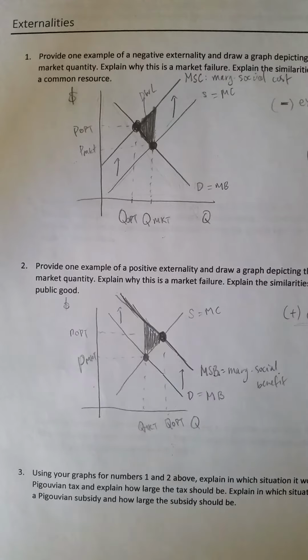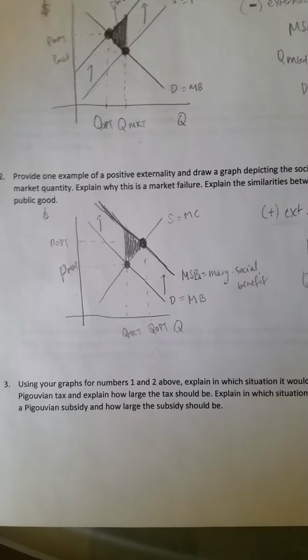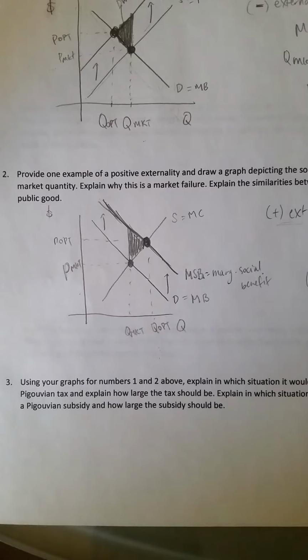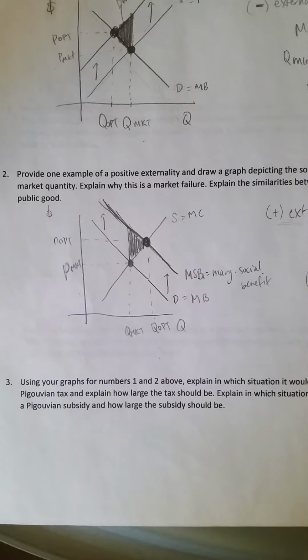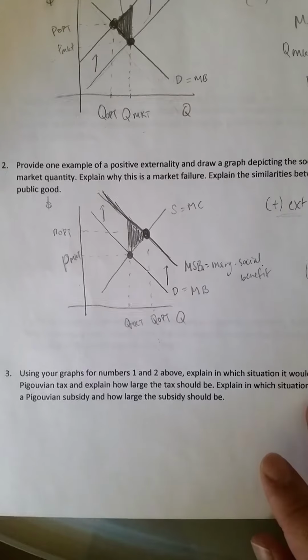This is number 3 on the externalities sheet, and it's going to ask us to use the graphs from above and explain in which situations it would be appropriate to use a Pigouvian tax and the size of the tax, and then when would it be appropriate to use a Pigouvian subsidy and how large should the subsidy be. So I'm going to copy the graphs from above.